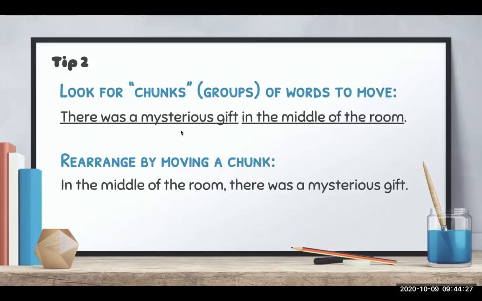Tip number 2. Sometimes we need to move more than just one word in order to make our writing clear and effective. We may need to move a chunk or group of words. For example, I might want my reader to know where the item in the room is before knowing what it was. My purpose is to create a picture of this scene for my readers, so it is ideal to put the location of the item first. This leaves the mystery about what is coming next open.